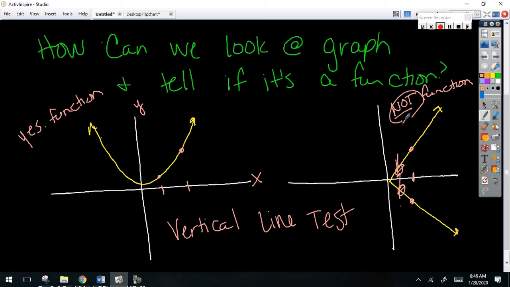Let me show you two more. You tell me function, yes or no, and why. Function, yes or no? Yes. Why? It passes the vertical line test. So you can literally say it passes, guys, it passes the vertical line test.